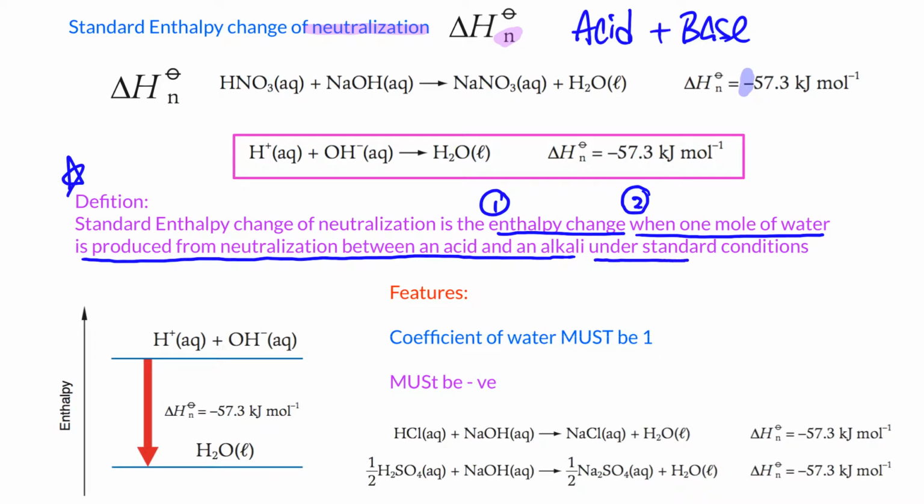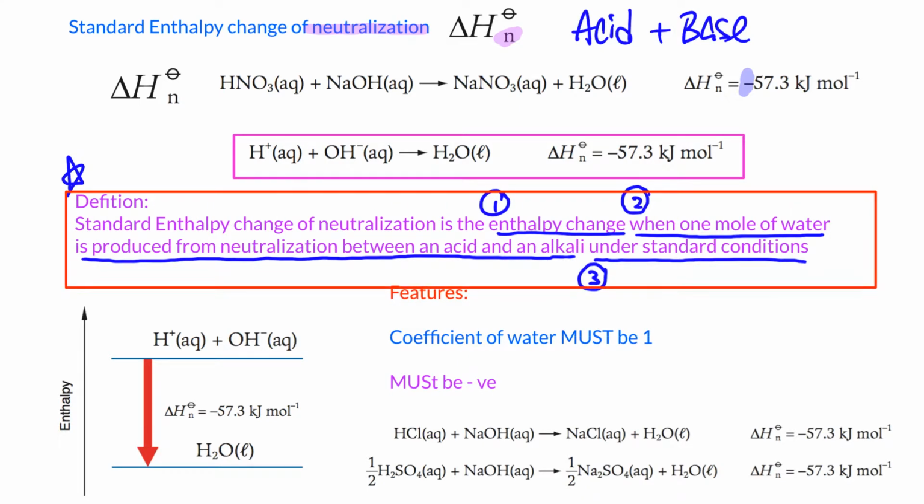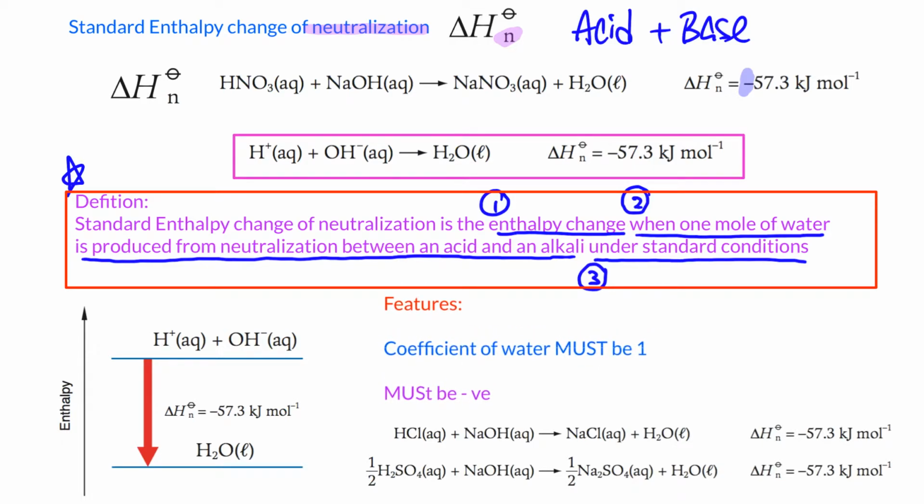Last one, because this is also a standard reaction, you have a standard enthalpy change of reaction. So basically, the definition is composed of 3 parts, and you have to remember it. Third part will be the features. Remember just how we mentioned, the coefficient must be 1. This time the target is water, so therefore water must be 1. And also it has to be negative because it is an exothermic reaction. That will be the key features of neutralization.